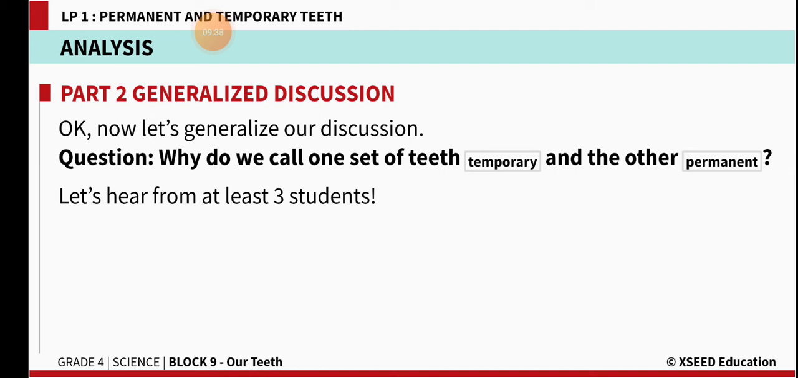And the permanent set of teeth, the teeth which you get after 6 years, stay a longer time, almost until the age of 70 years, and sometimes more than that too. So these teeth stay and help us chew the food for a longer time. That's why they are known as permanent teeth.